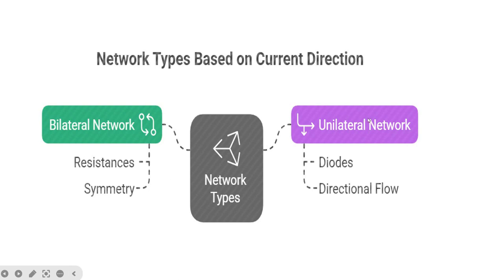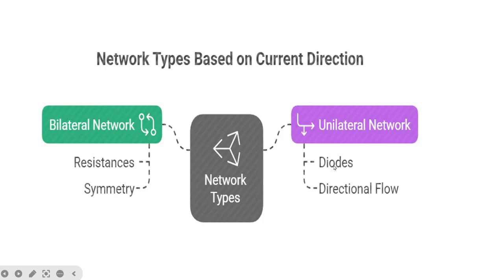Okay, then next is the unilateral network. Unilateral network, uni means one, that is single. Here, a circuit whose operation and behavior depend on the direction of the current through various elements, that is, the current will be flowing in only one direction. An example is a circuit which consists of diodes. A circuit which consists of diodes is a good example of a unilateral network, which will allow the flow of current in only one direction.